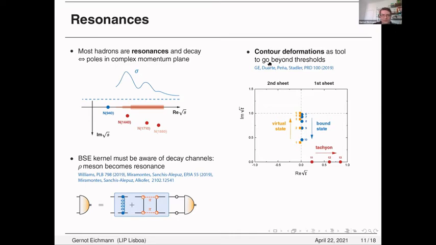But in this way, we can solve the Bethe-Salpeter equations on the whole complex plane. Here's an example for a scalar model. This is the first Riemann sheet. This is the second Riemann sheet. So one can track the pole trajectories here. And we are also applying this now to QCD.